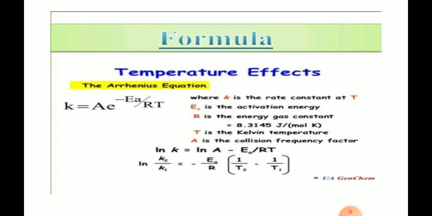Next formula of Arrhenius equation is ln K is equal to ln A minus EA upon RT, where ln K2 upon K1 is equal to minus EA upon R in bracket 1 upon T2 minus 1 upon T1.